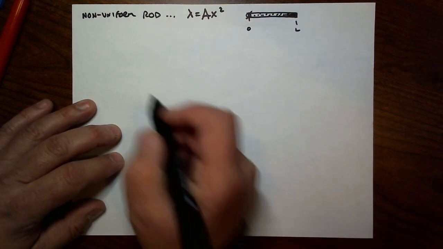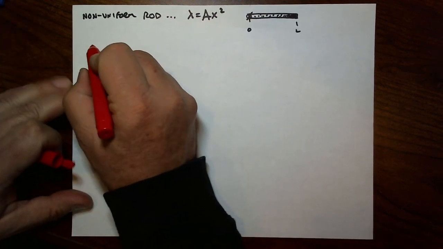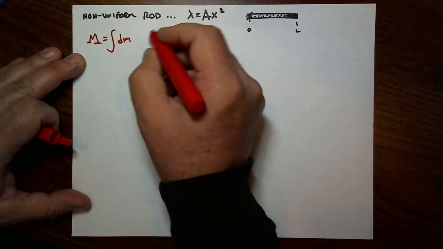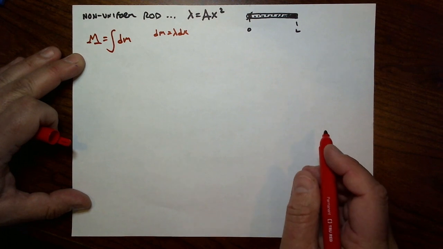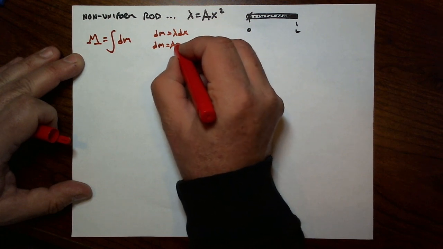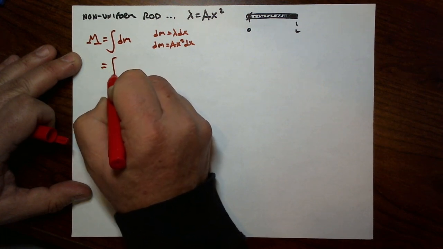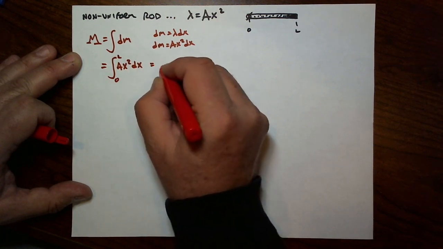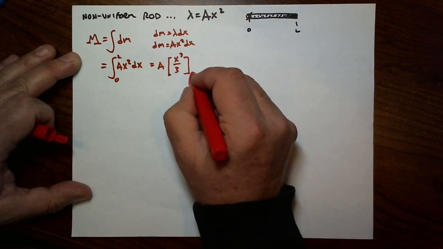Okay, let's go through our stuff here. Let's change colors, have some fun. First of all, we don't know the overall mass of this rod, but we can find it out. The overall mass of this rod will be the integral of dm. But in place of dm, we're going to put lambda dx. But lambda is a function, so dm is going to be replaced with a x squared dx. Then we have the integral of a x squared dx, integrated from 0 to L, which is a times x cubed over 3, evaluated from 0 to L.